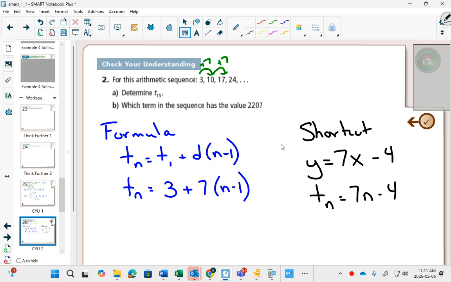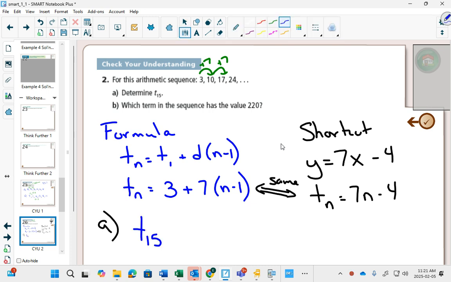Again, these two are the same thing, just written in different forms. The shortcut is actually more simplified in the end. So then in part A, if you want to find term 15, well, keep the colors going.